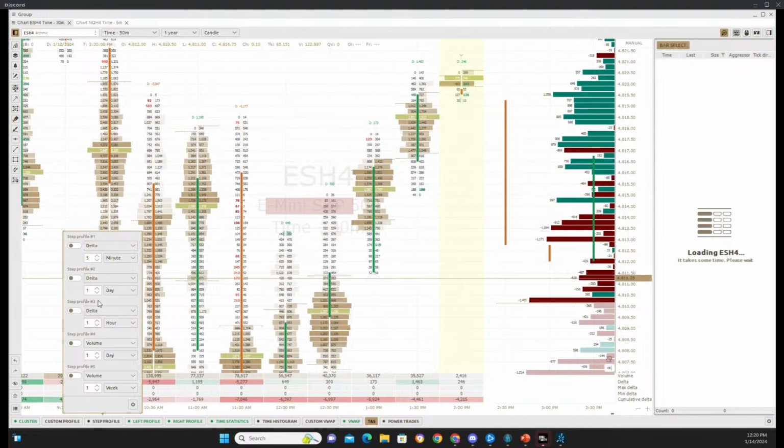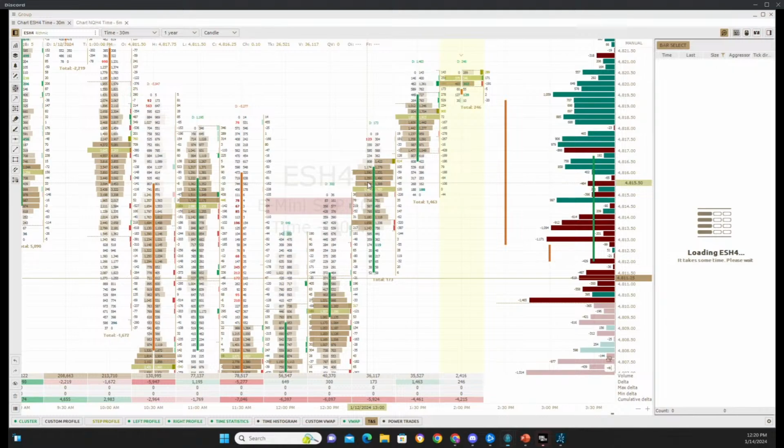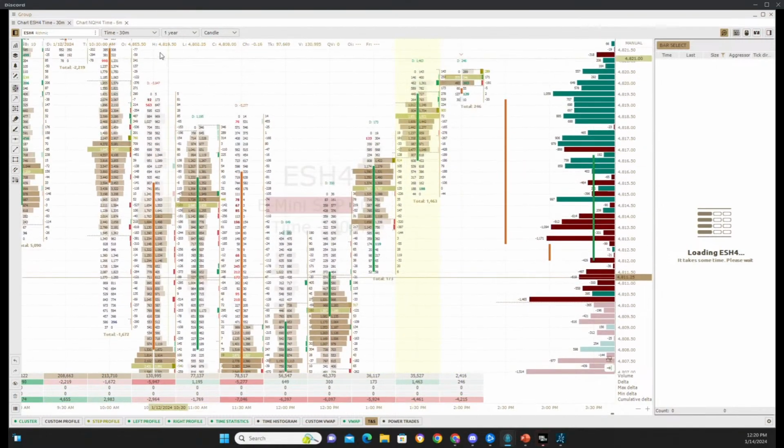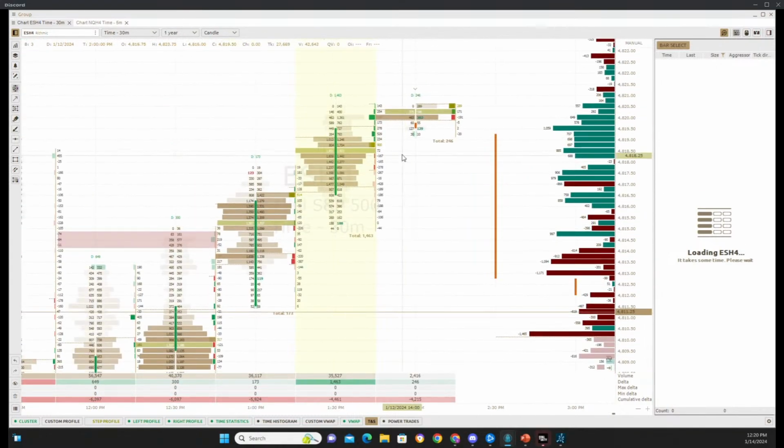And if I go here on, let's say, 30 minutes, and I turn this on in 30 minutes here, it's just going to give me, for each candle, what is the footprint, right? And you can customize this.